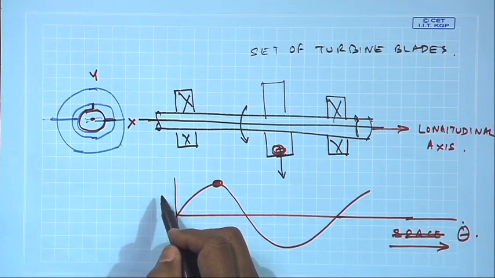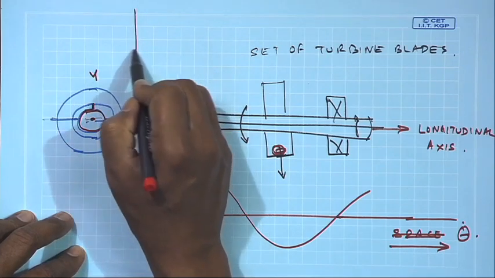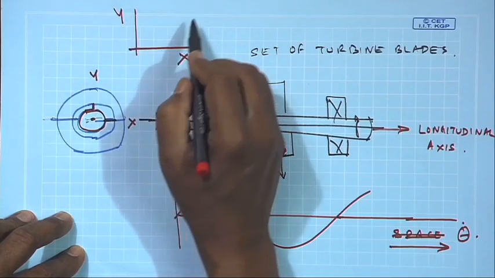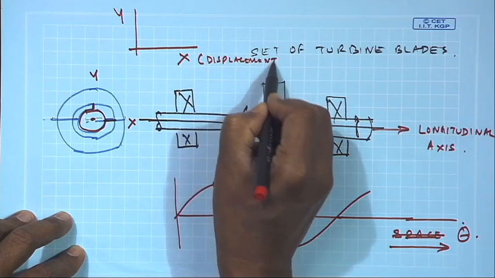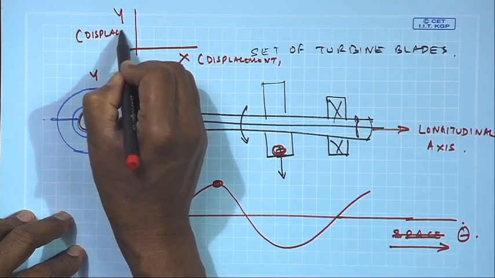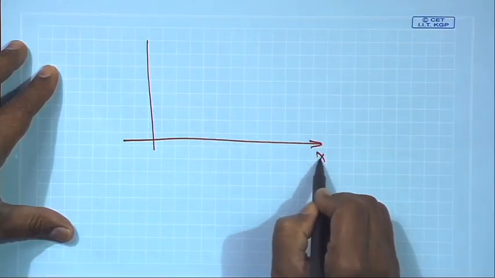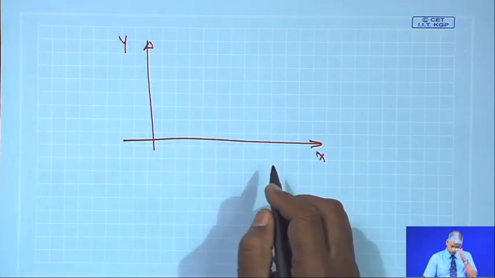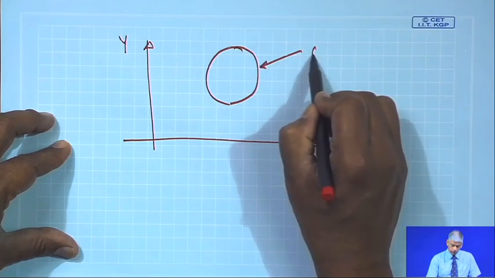So, what is going to happen is that every rotation, this point will either decrease or increase. So, there is a variation in x and y in terms of displacement, and this kind of plot between the displacements in x and y direction is known as an orbit, and this is an orbit.